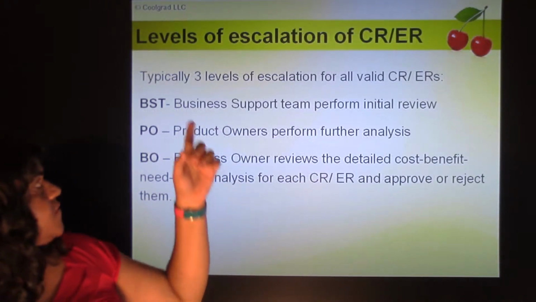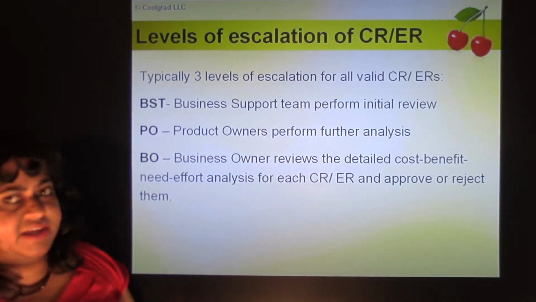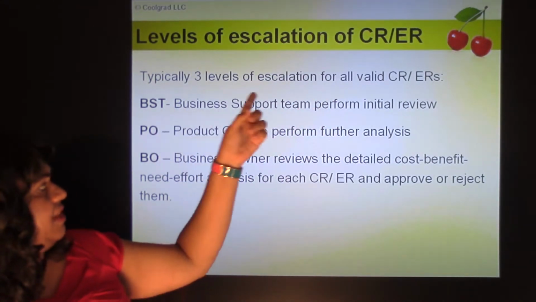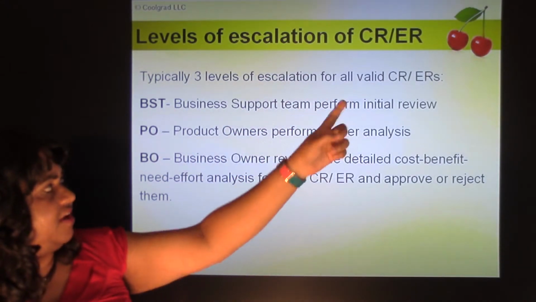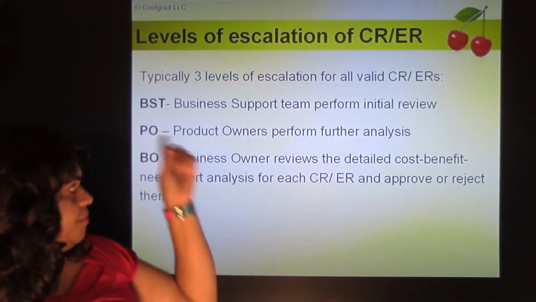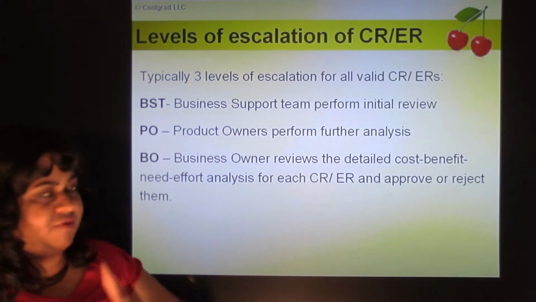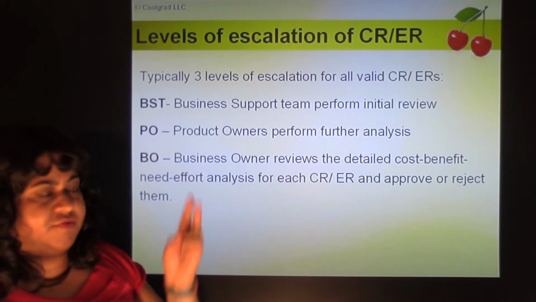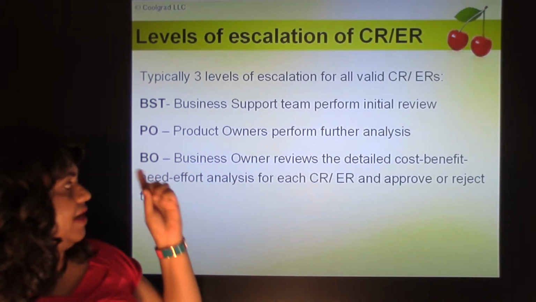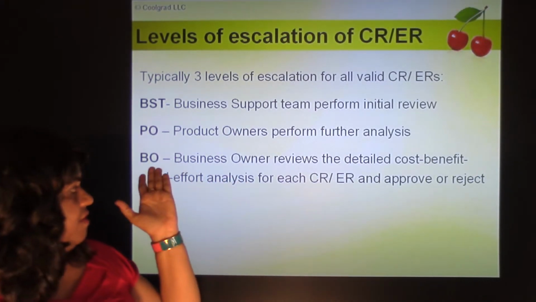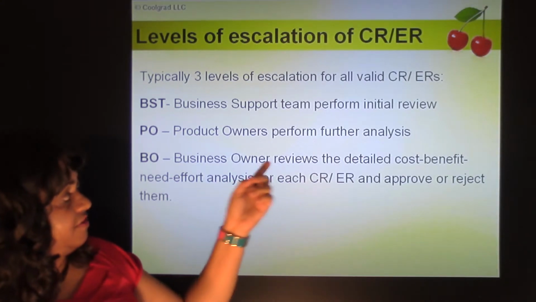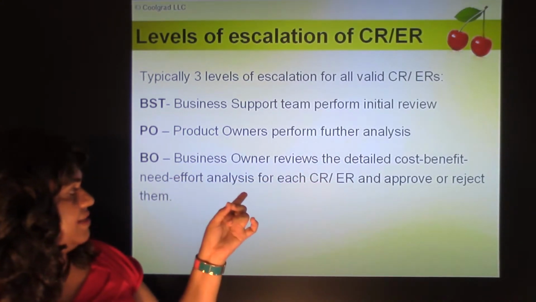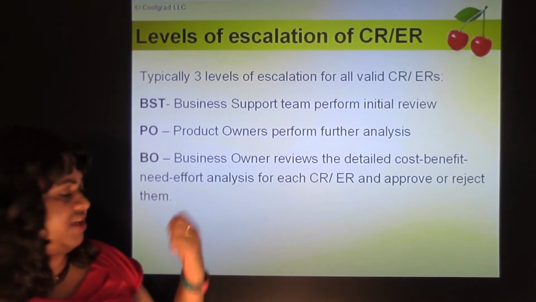So, levels of escalation of CR and ER. Typically there are 3 levels of escalation for all valid CRs and ERs. The BST, business support team, performs the initial review, and the second level of review is the product owners. Optionally there could be a third level of review from the business owners. They review the detailed cost, benefit, need, and effort analysis for each CR/ER and approve or reject them.